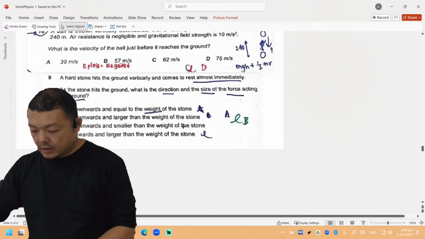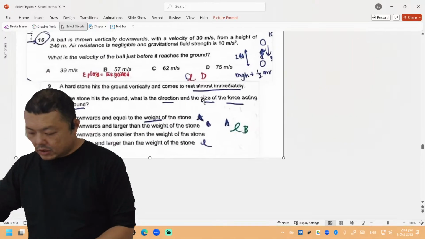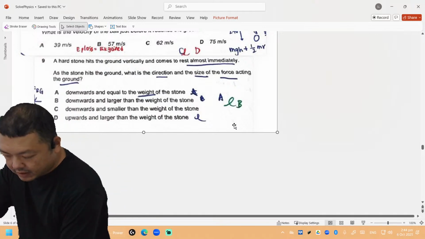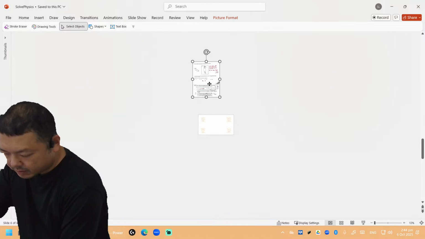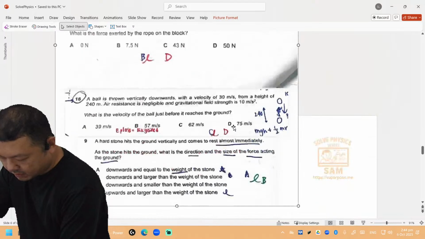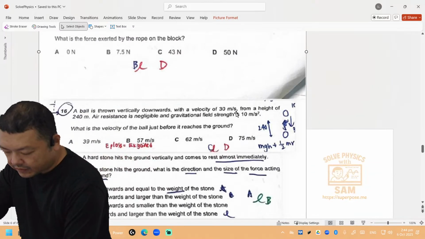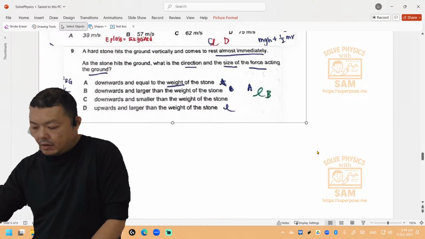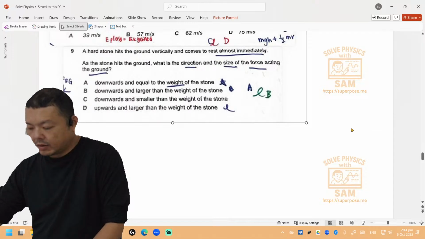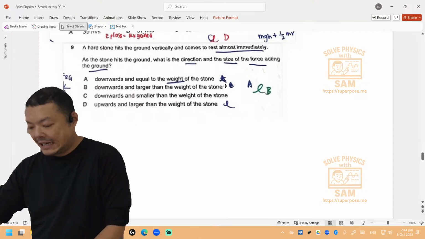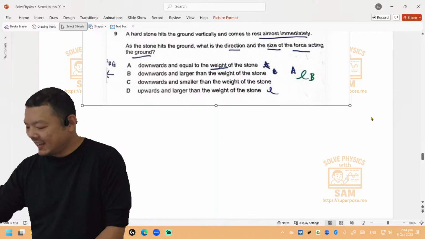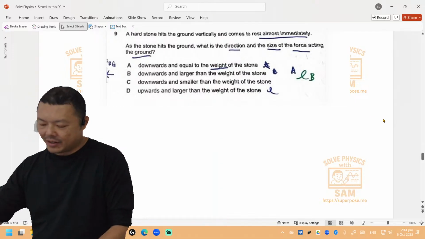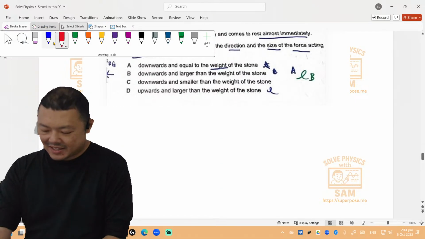All right, let's look at this one here. A hard stone hits the ground vertically and comes to rest almost immediately. As the stone hits the ground, what's the direction and size of the force acting on the ground? Oh, okay, this is a hard question. This question here is hard, man. Oh gosh, this question sucks.